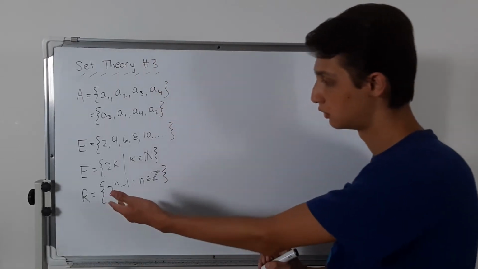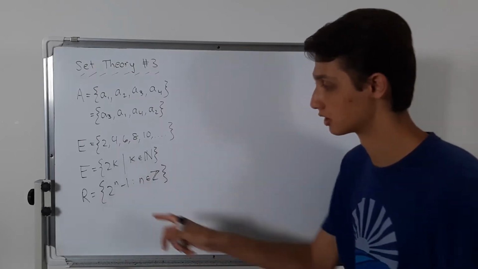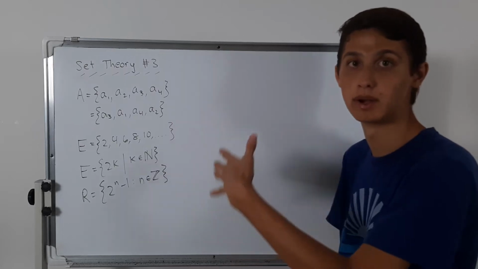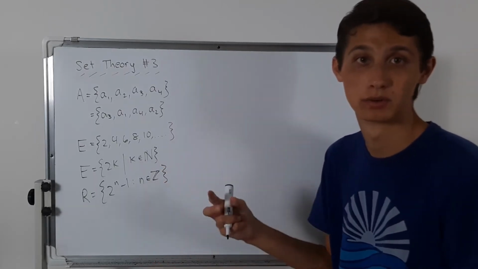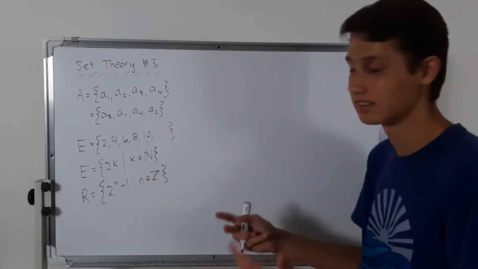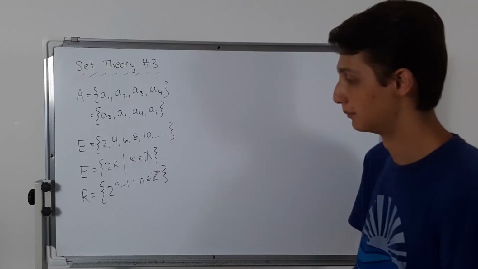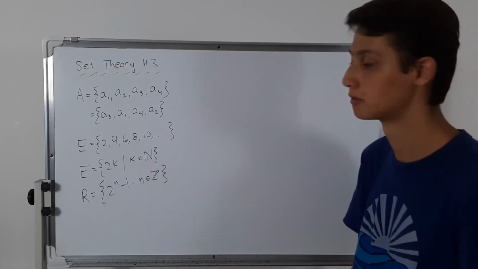So anything that's 2 to the n minus 1, anything in that form where n is an integer. So 2 to the first minus 1, 2 squared minus 1, 2 cubed minus 1, 2 to the fourth minus 1, 2 to the 1642 minus 1, and just anything like that. Or even 2 to the negative 5 minus 1. Just anything like that, I can represent it like that.